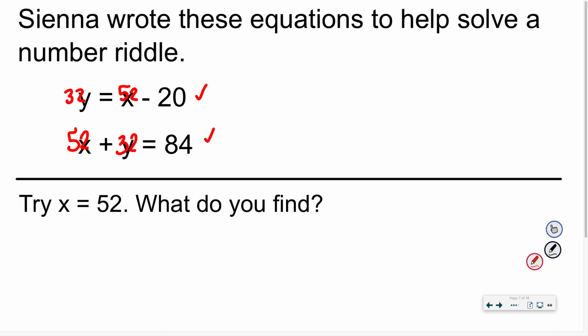Yes. What did we just find? We found the solution to the system. The solution to the system is when x is 52 and y is 32. Now, what does it look like on a graph? What do the 52 and the 32 represent?